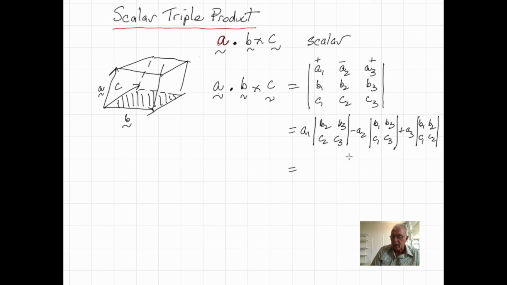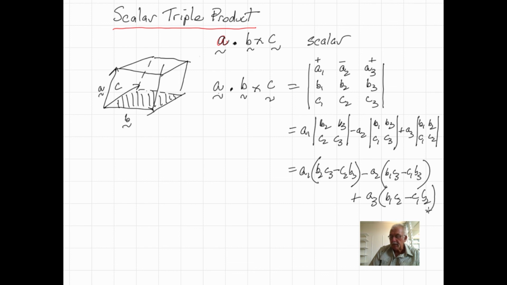And then to do the final calculation, A1, do the leading diagonal, B2, C3, always minus the product of the other diagonal, C2, B3, minus A2, outside of B1, C3, minus C1, B3, plus A3, B1, C2, minus C1, B2.